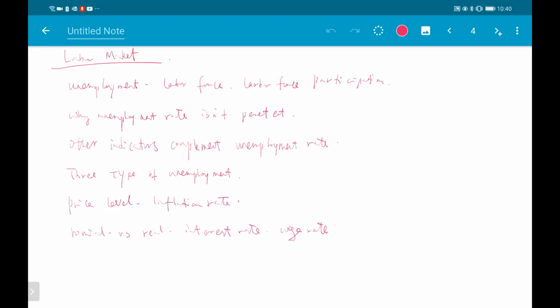And to compensate for that, we also look at other indicators so that we have a bigger picture, a more complete picture regarding the health of the labor market. This includes the labor force participation rate, the real wage rate, and other things, right? And then we look at 3 types of unemployment. This includes frictional, structural, and cyclical. Make sure you understand what they refer to. Particularly, when I give you an example, you can identify which type of unemployment it is, right?